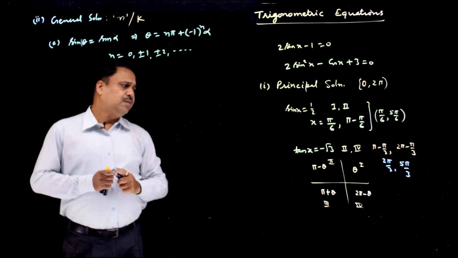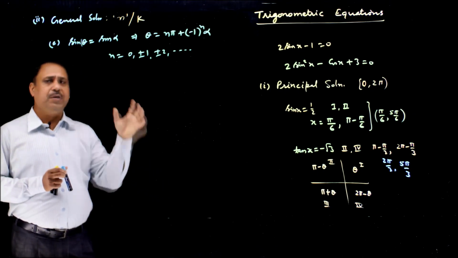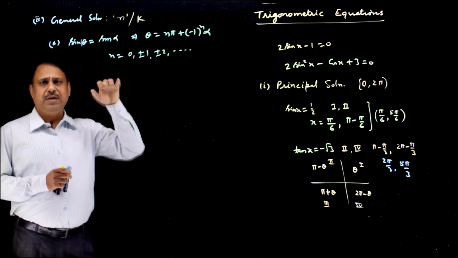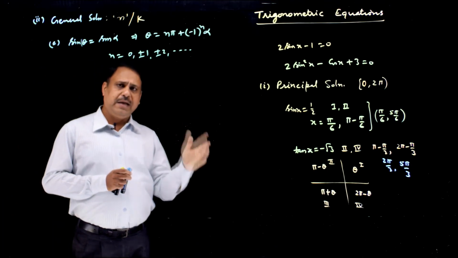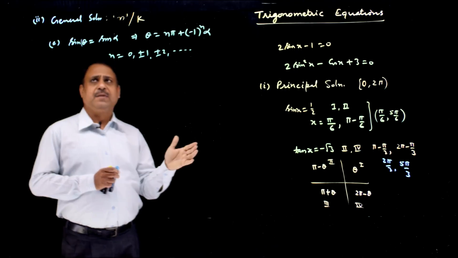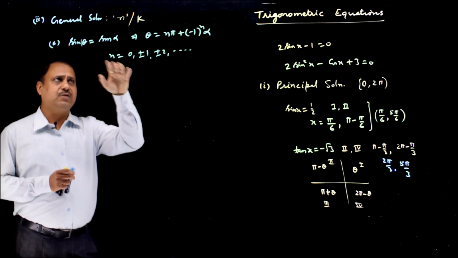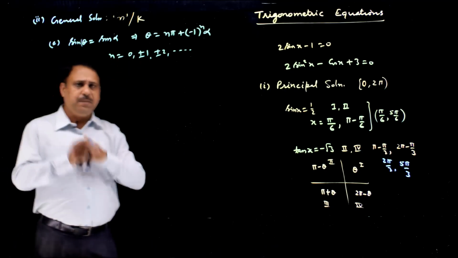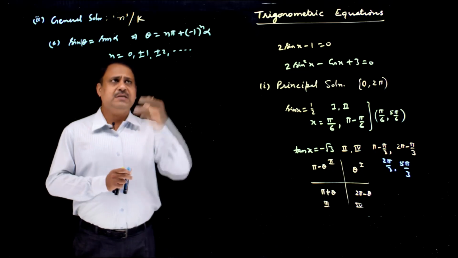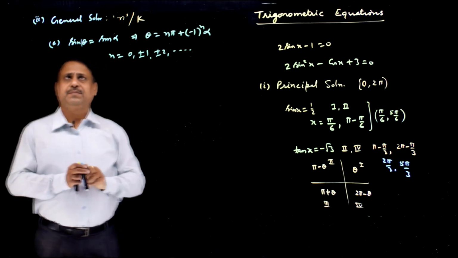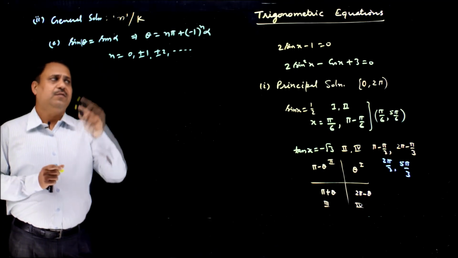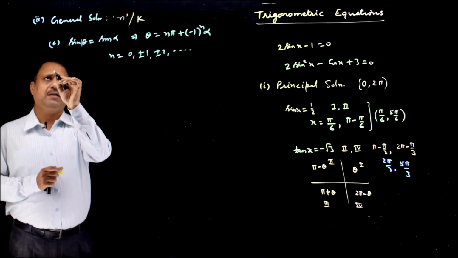The reason is these trigonometric functions are periodic functions. Period of sine and cos is 2 pi, and period of tan and cot is pi, and period of sec and cosec is 2 pi. So they will keep on repeating. That means there will be infinite solutions basically. First I am giving this, then we will take the proofs.